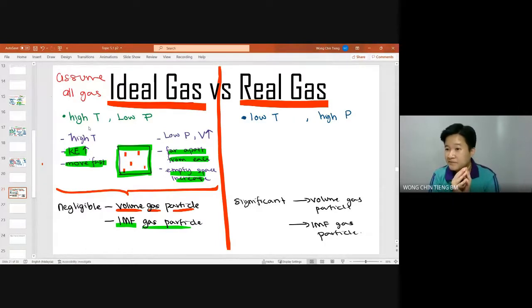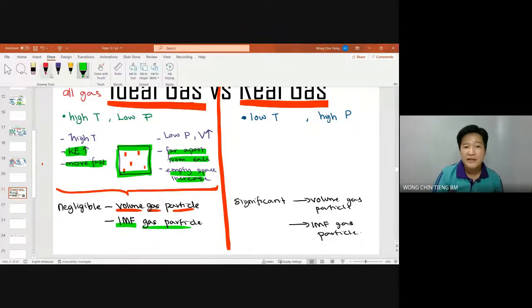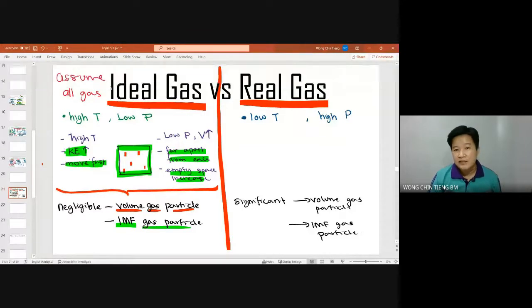Agree? Okay, but the biggest problem arise is when it does not behave ideally. When it's not behave ideally in your real gas, I try to draw a similar container as possible.